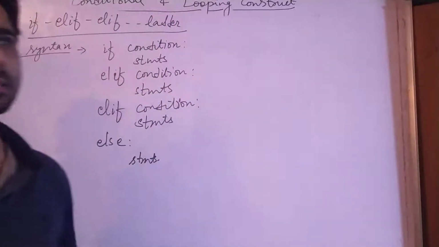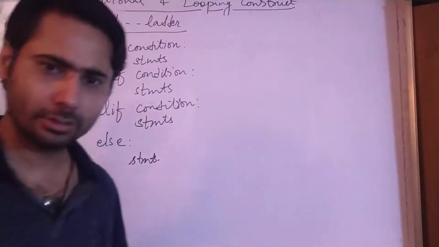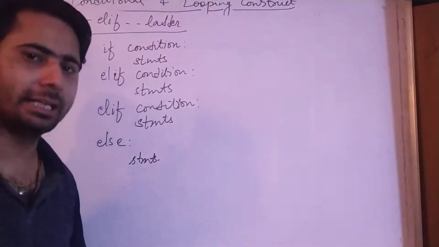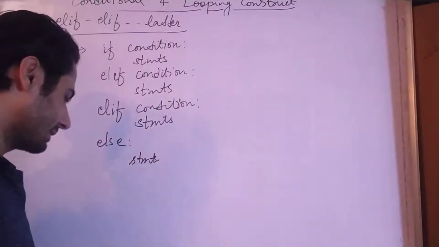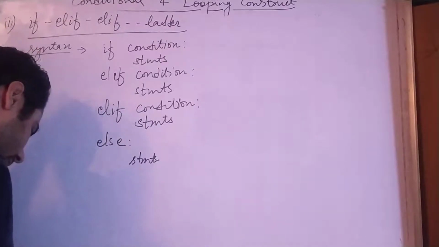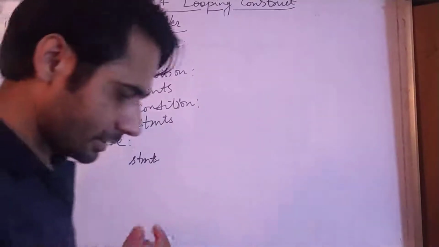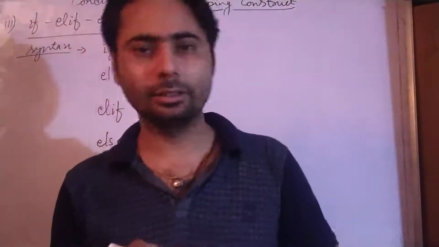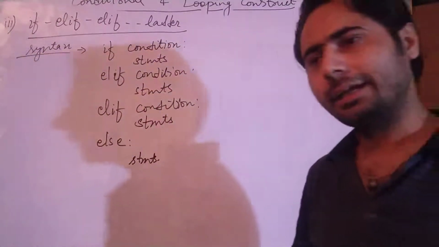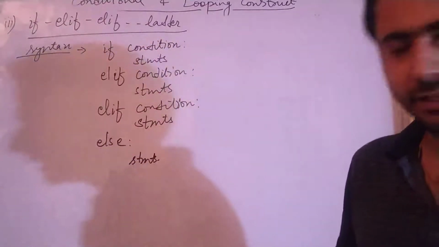Okay, it means there are some programs where we need to check the condition and again check another condition. At that time we use this if else ladder. For example, there is a program, you can make a program here, like: you just enter the percentage of a student and according to the percentage print the grade of the student.